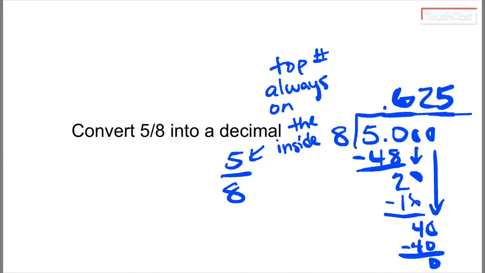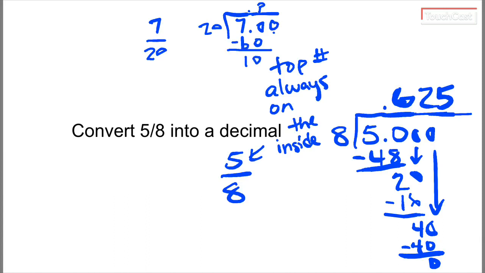For example, if we had 7/20, like we did before, well, 7 divided by 20, add a decimal and a 0, put the decimal up. 20 goes into 70 3 times. Add a 0, bring it down. 20 goes into 100 5 times. We don't have a remainder. We get 0.35, just like we did before.